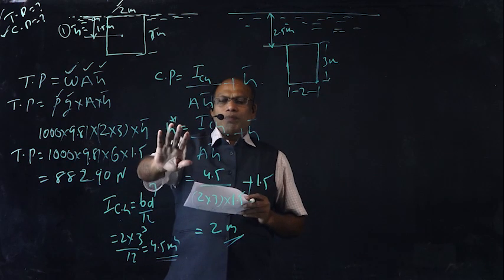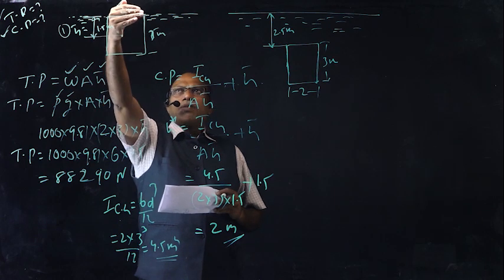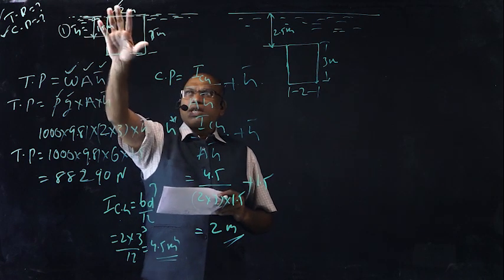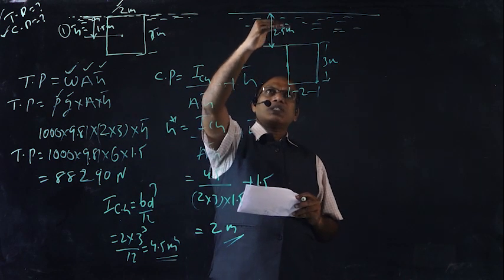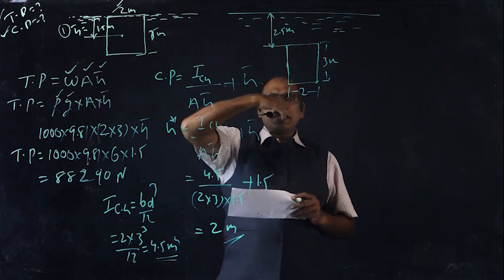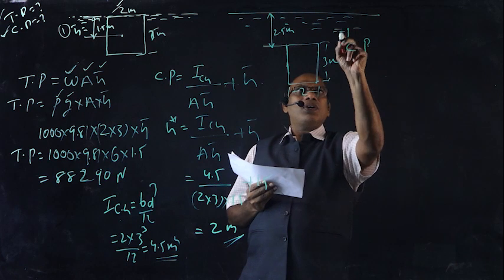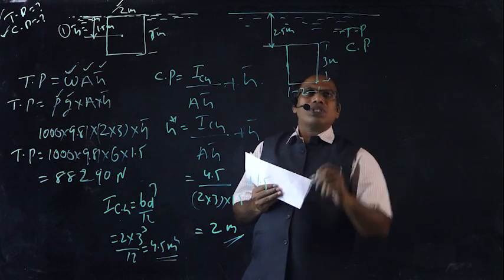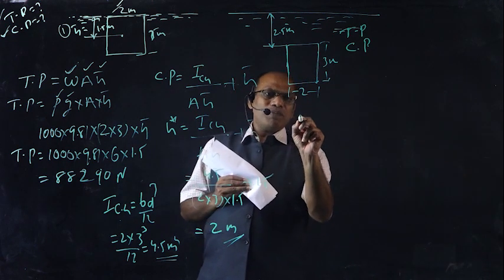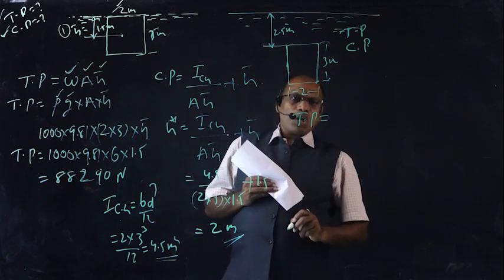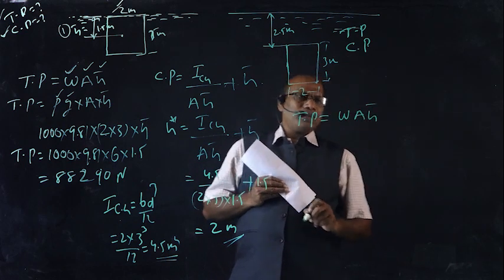This is the first problem. If the body is immersed vertically in the liquid, the top surface coincides with the free surface. This is the first condition. If the top surface is 2.5 meters from the free surface, this is the second condition. Here also we are going to determine the total pressure force and center of pressure. Here also the same formula, total pressure force equal to W A H bar.